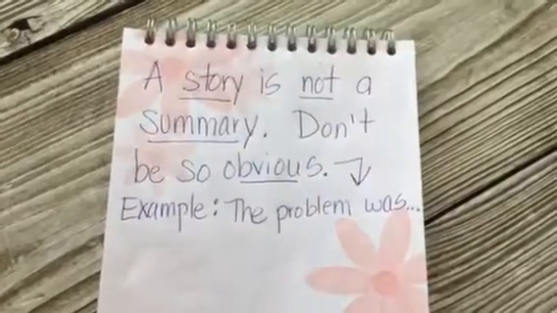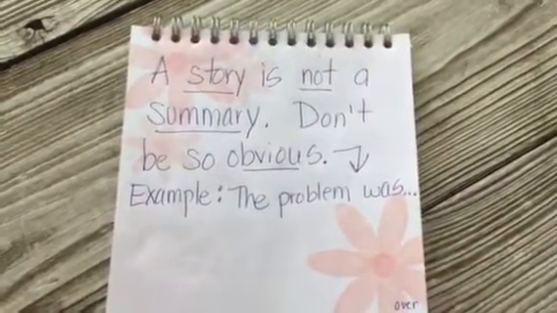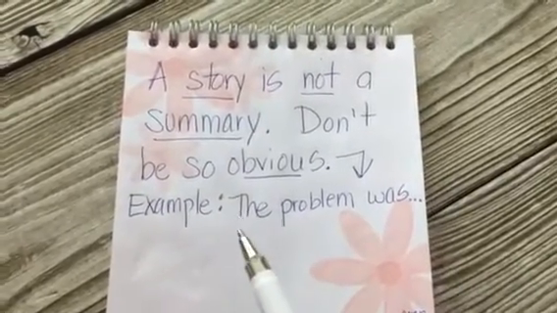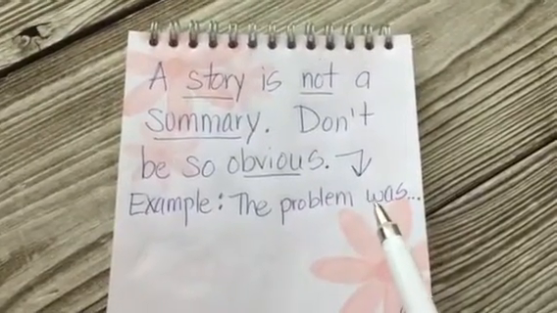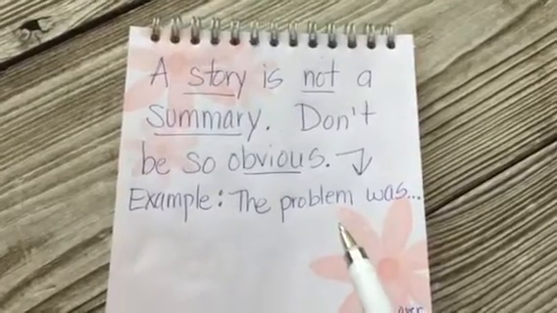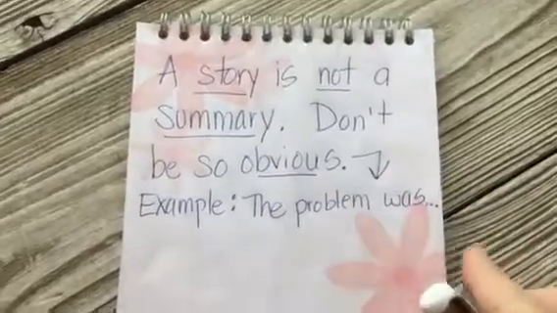I want to remind you that a story is not a summary, so you don't need to be so obvious with some of your writing. For example, some people want to just say the problem was, and that's just too obvious. We want our reader to figure out what the problem was. They can know what the problem was without you saying the problem was or the problem is.